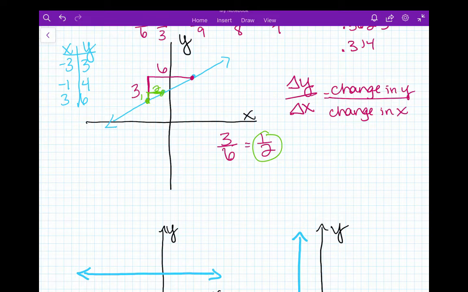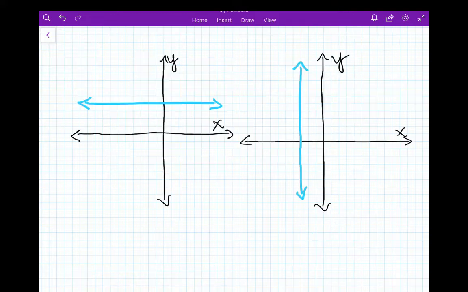You also need to notice here that from left to right, this line is increasing. It's going up. And so this is a positive slope. You need to know the difference between a positive and a negative slope. I have 2 more examples of graphs here. These are sort of special scenarios.